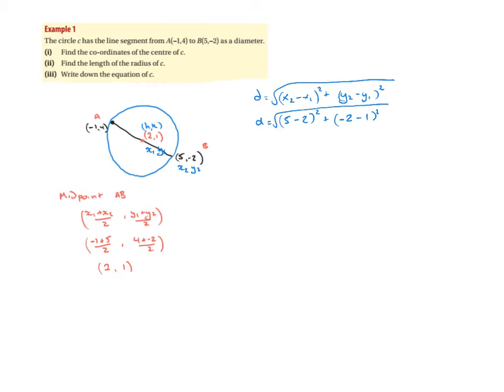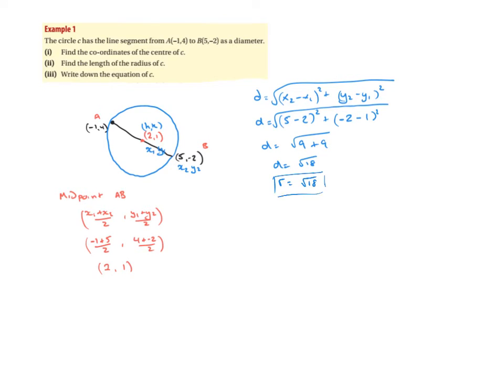5 minus 2 is equal to 3, and 3 squared is equal to 9. Minus 2 minus 1 is minus 3, and minus 3 squared is 9 as well. So d is equal to root 18, which is equal to the radius. So our r is now equal to root 18.